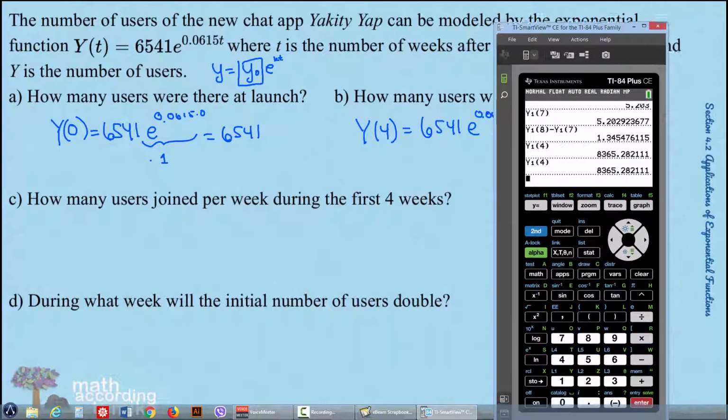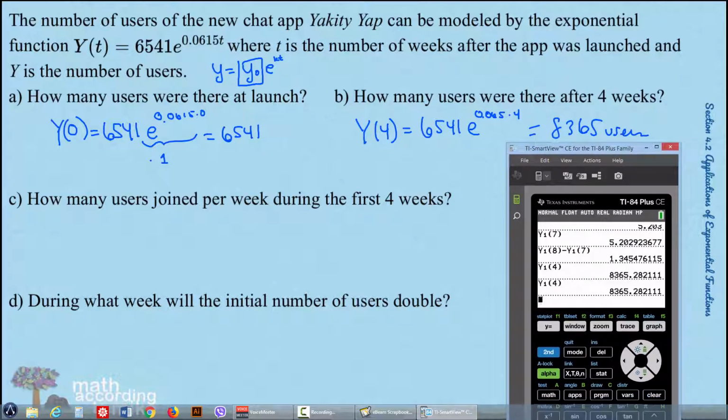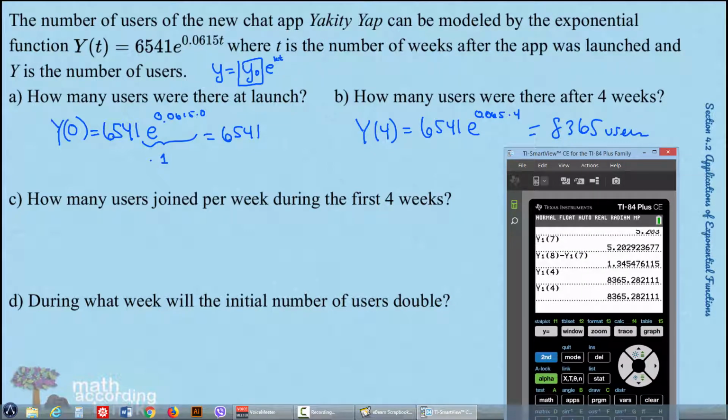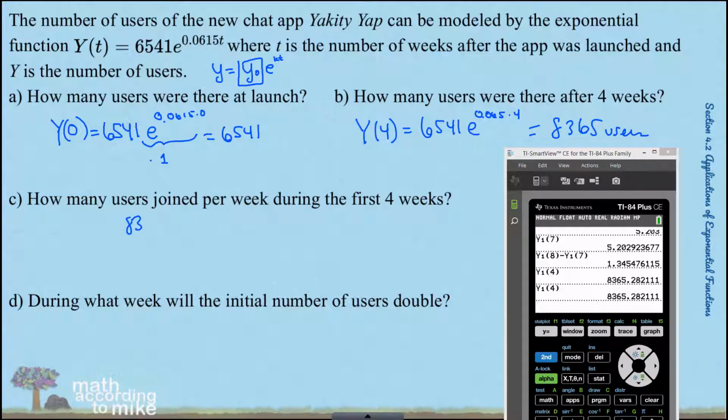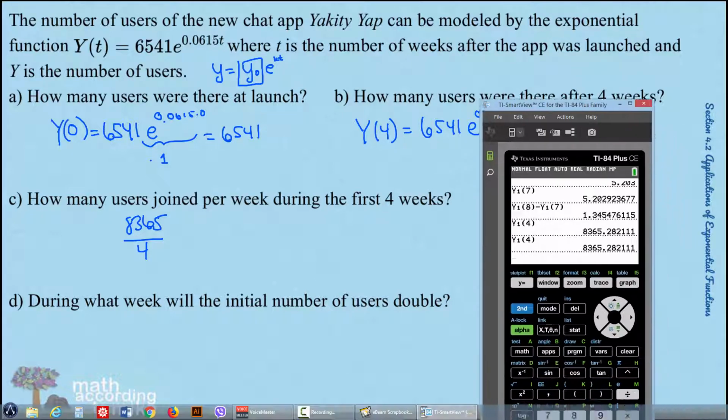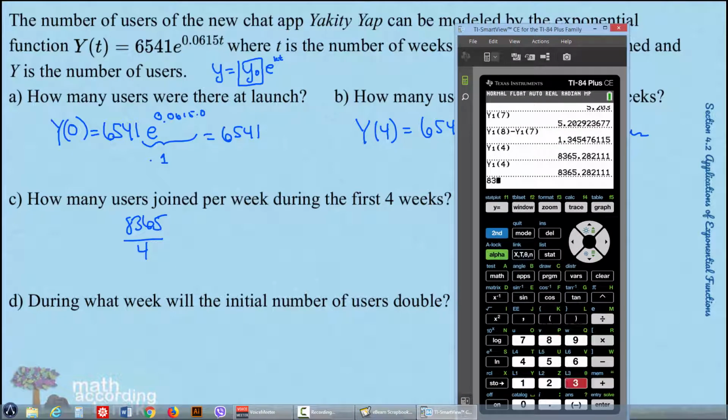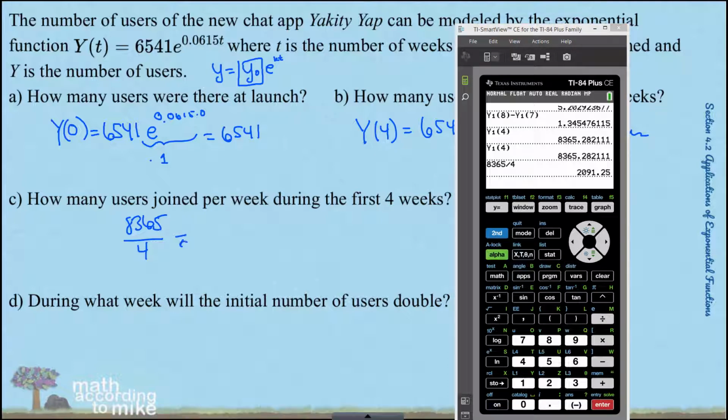How many users joined per week during the first 4 weeks? Well, we know that after 4 weeks, we have 8365 users. So how many joined per week? What do you do with your answer from part B? Very good. I totally heard your answer. You would say divide by 4. So if we divide it by 4, we get 2091. Excellent.